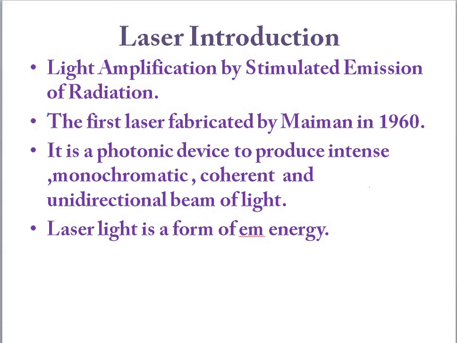What is meant by monochromatic? Monochromatic means it will emit only a single wavelength, a particular wavelength, or a wave with a particular frequency. That type of wave is called a monochromatic wave. So it will have a particular color. It may be red, green, like that. It depends upon its wavelength.